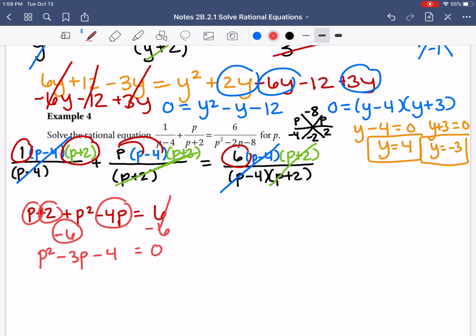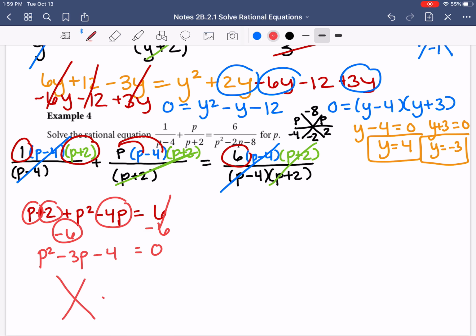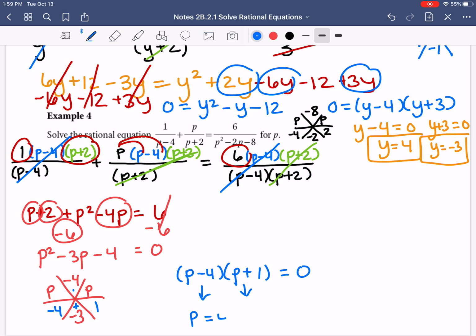So when I do a snowflake for this one, I have a times c is negative 4, b is negative 3, and then I put my p's on my little fraction part. I need two numbers that multiply to negative 4 but add to negative 3. My options are 1 and 4 or 2 and 2. Negative 4 times 1 would give me negative 4, and negative 4 plus 1 would give me negative 3. So I get p minus 4 times p plus 1 equals 0. If you set both of those equal to 0, that's how you get your answer. The first one gives me p equals 4. This one gives me p equals negative 1.